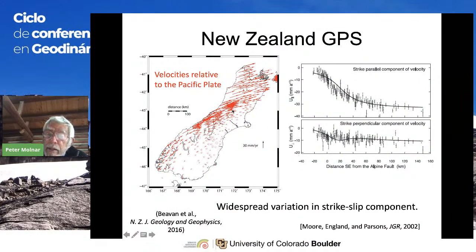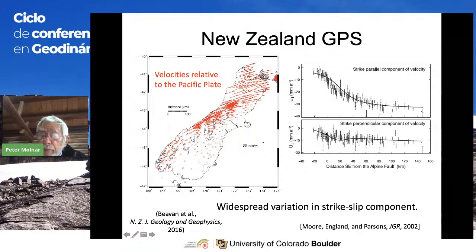If one looks at the modern-day GPS, this is plotted velocities relative to the Pacific plate. So down in here, there's almost no movement relative to the Pacific plate. When one gets near the Alpine Fault, the motion is quite rapid. If one makes a profile, with 0 lying at the Alpine Fault, and then numbers increasing to the southeast in this direction, the strike slip component decays away, but decays away over a rather large distance. It's not sharply defined at the Alpine Fault. Some of this is elastic strain, but much of it is not elastic strain, I will argue.